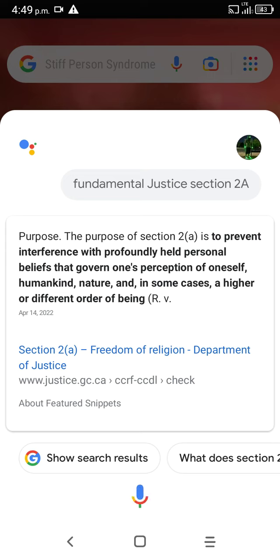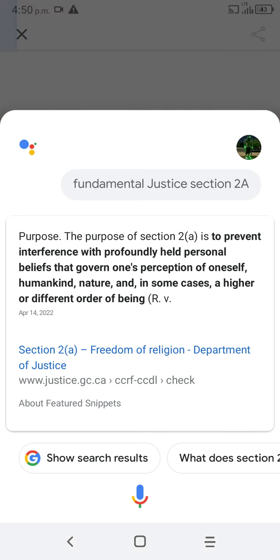According to the Department of Justice, the purpose of Section 2A is to prevent interference with profoundly held personal beliefs that govern one's perception of oneself, humankind, nature, and, in some cases, a higher or different order of being.